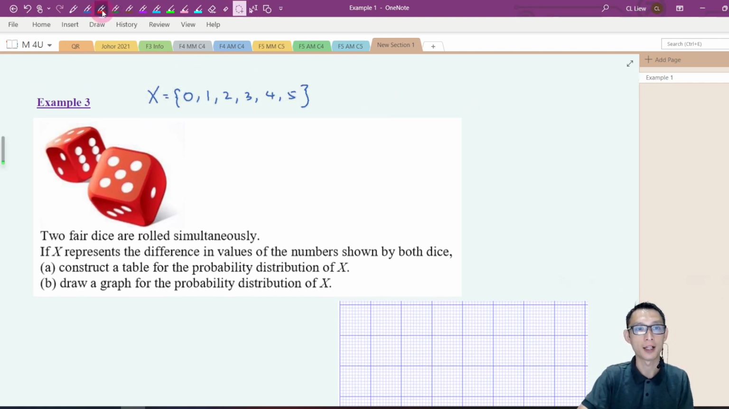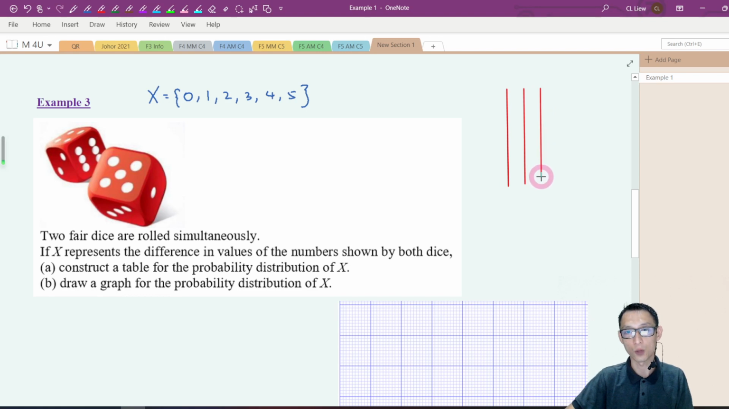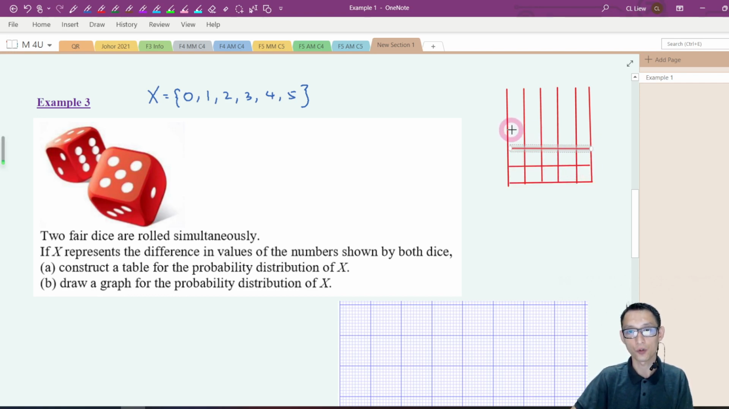Okay, so now each dice will give us 6 possible outcomes, right? 1, 2, 3, 4, 5, 6. So what I'm going to do here, I'm going to draw 6 vertical lines to represent the 6 possible outcomes for the first dice. 1, 2, 3, 4 and 5, and the last one will be 6. Now let me draw 6 horizontal lines to represent the 6 possible outcomes of the second dice. 1, 2, 3, 4, 5 and 6.